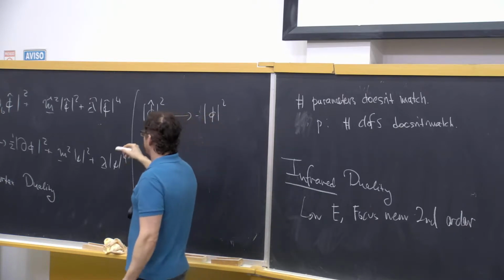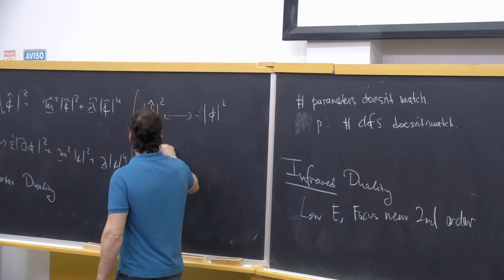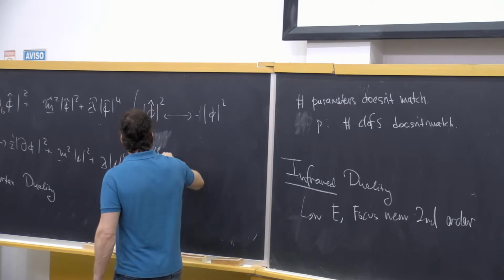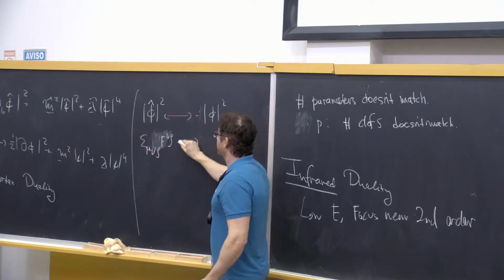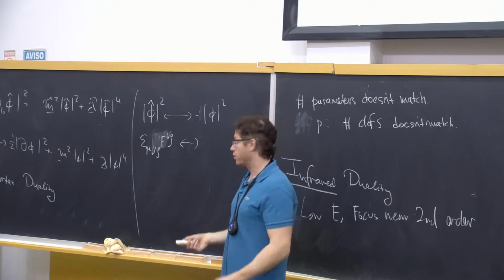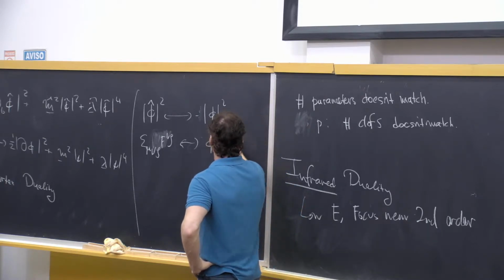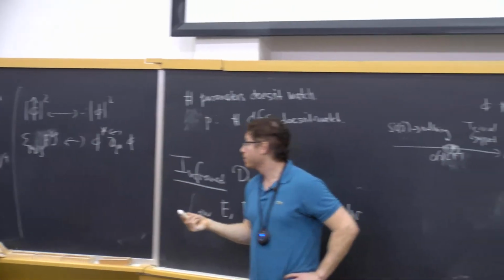So this is one element in the map. Another element is that there is the magnetic symmetry on this side of the duality, F mu rho. So there is this magnetic symmetry. And this obviously maps to the U1 symmetry of the SO2 model, which is just phi star d phi. This is another element in the duality.